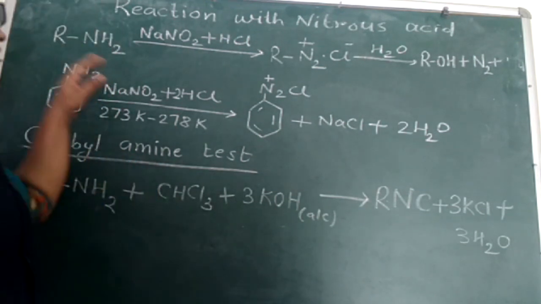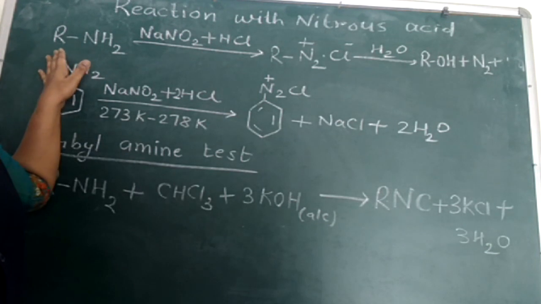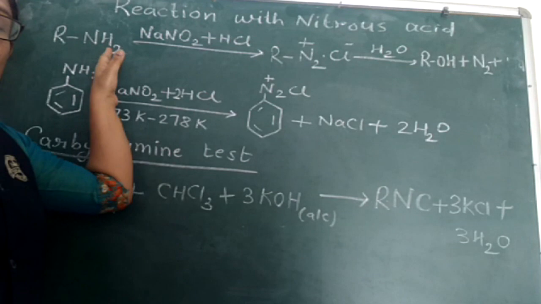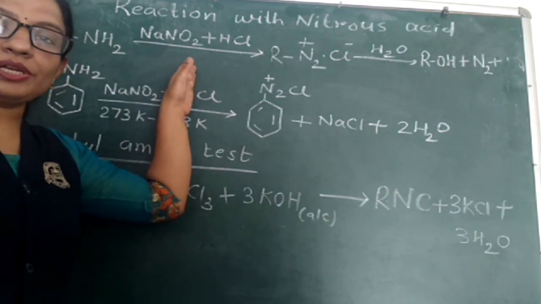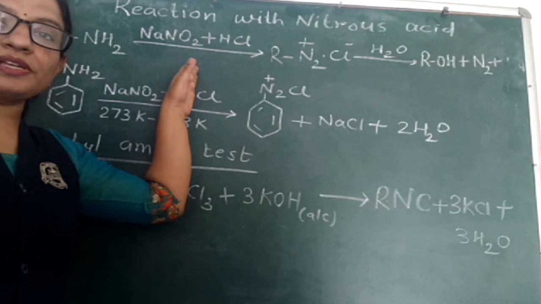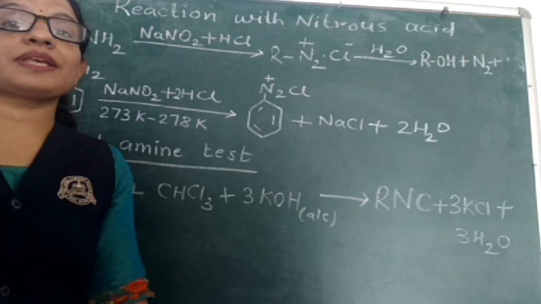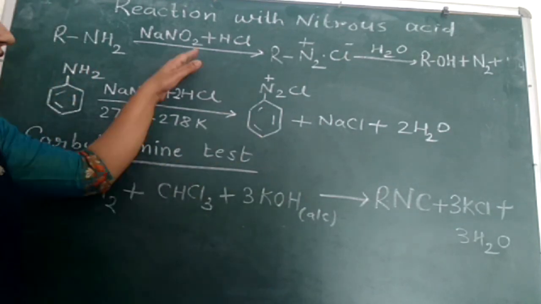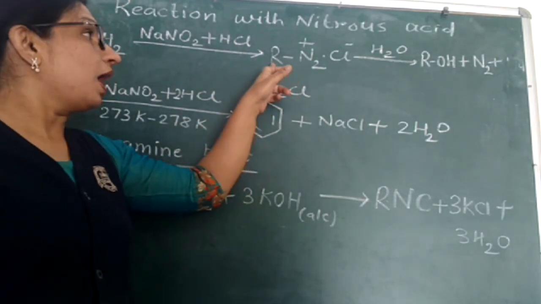So when aliphatic amines, here in the equation we have used RNH2, react with nitrous acid, in the equation in place of nitrous acid it might be written NaNO2 plus HCl, because HNO2, that is nitrous acid, is prepared in situ. So on this reaction, look at these compounds which are getting formed.